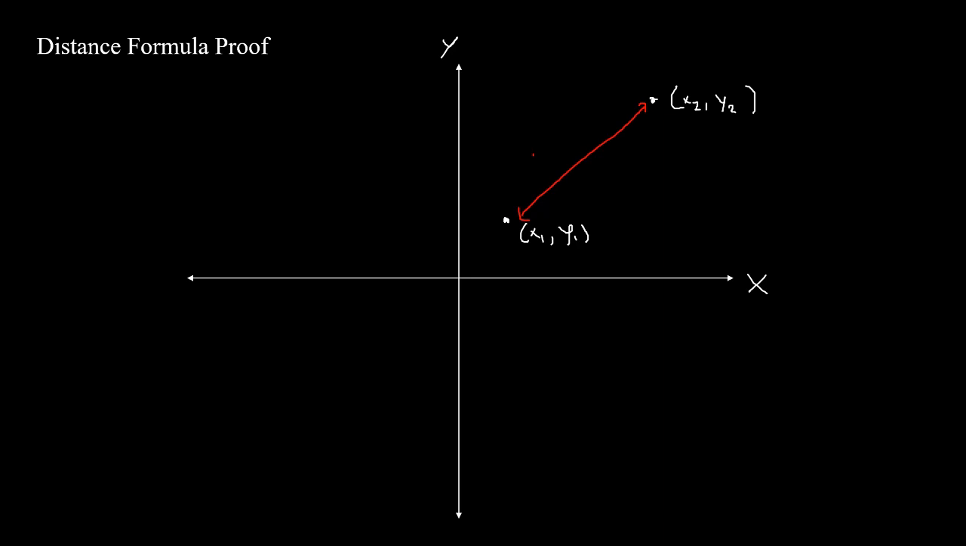So what we can do is we can construct a third point, with the same x coordinates as the second point, but the same y coordinates as the first point. So this is going to have coordinates of x2, y1. Well, if you see this, we can pretty much just draw a triangle here.